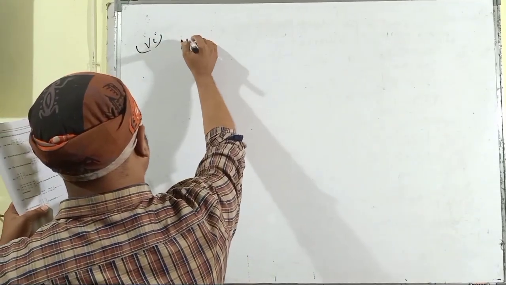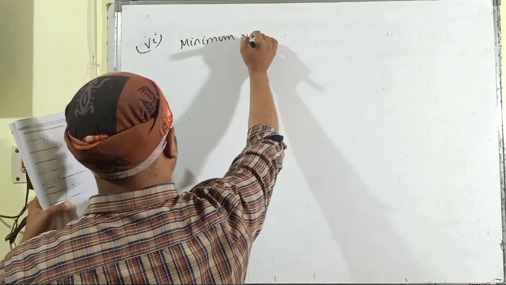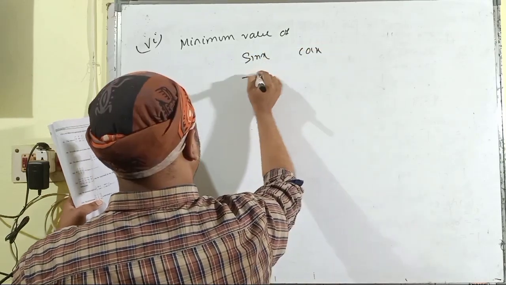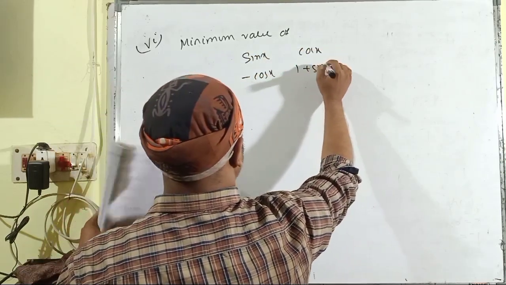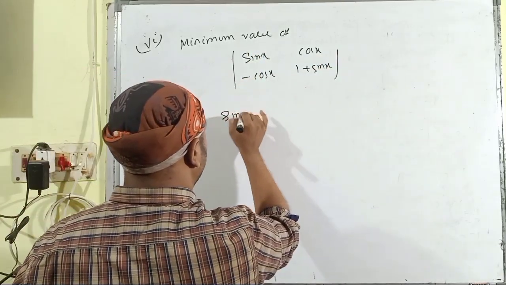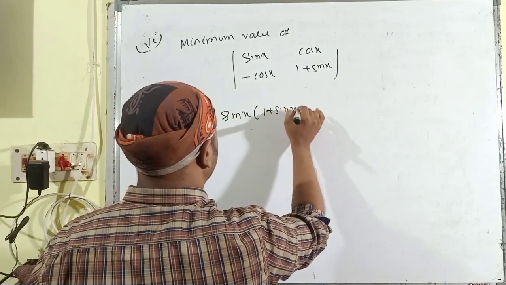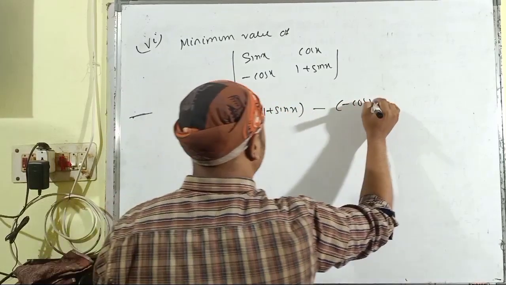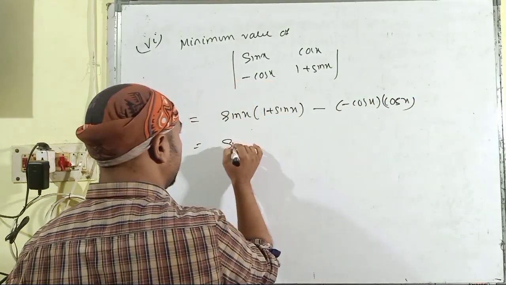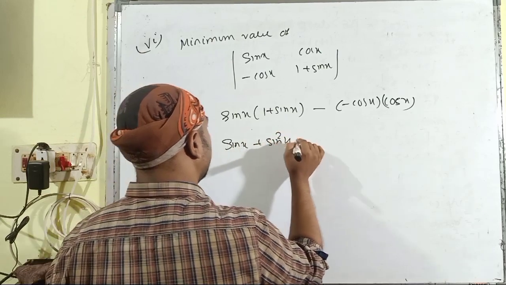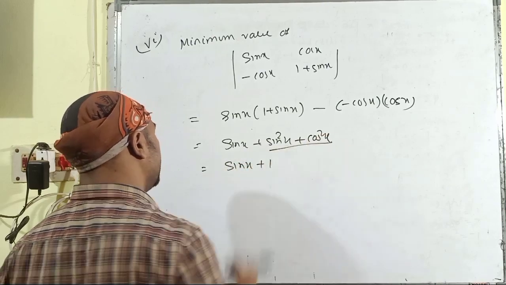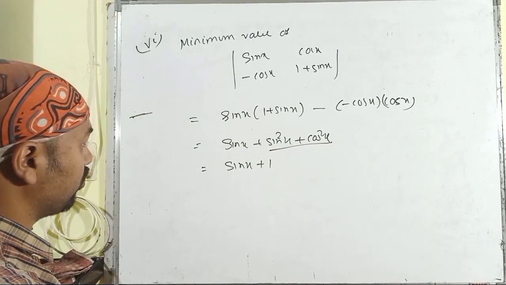We have to find the minimum value of the determinant with rows sin x, cos x and minus cos x, 1 plus sin x. Solving this, we have sin x multiplied with 1 plus sin x minus cos x multiplied with minus cos x, which is sin x plus sin square x plus cos square x, then this is sin x plus 1. The value of sin square x plus cos square x is equal to 1.